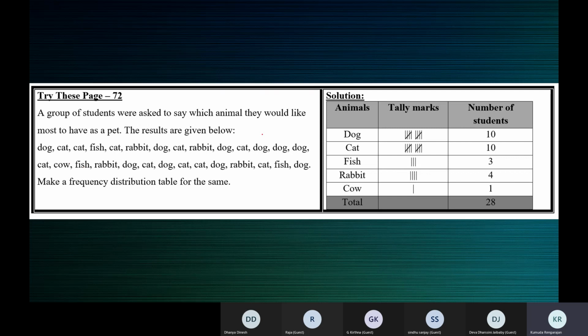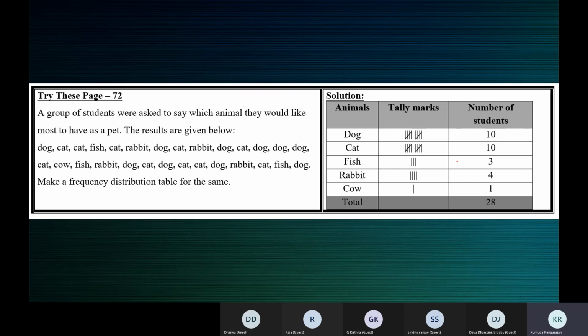Yes. No, I was just thinking if there are 30. 28. See, excuse me. 28 students were asked about their favorite pet. These are the answers they have given.